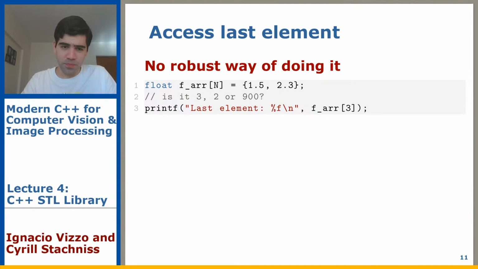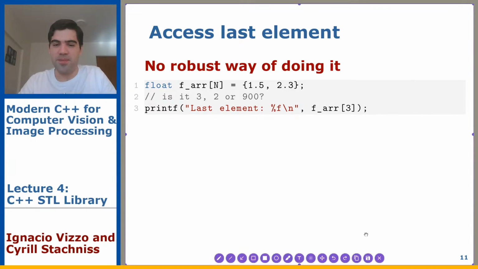So how to access the last element? Actually there is a better way of doing this in C, but I skip it just to make it look even more ugly. So we have an array in C, and the size of this array is n. This n is defined somewhere in a huge C program, and I forgot, right?